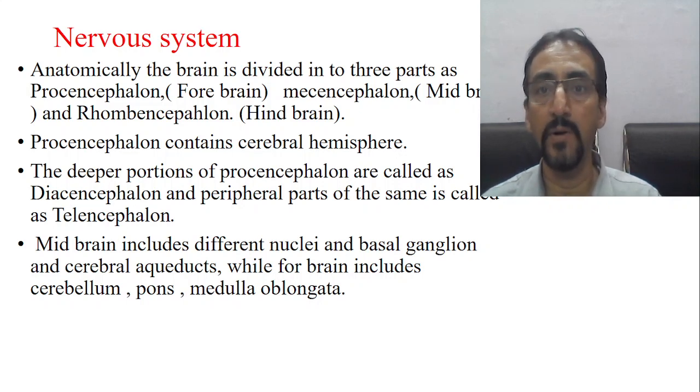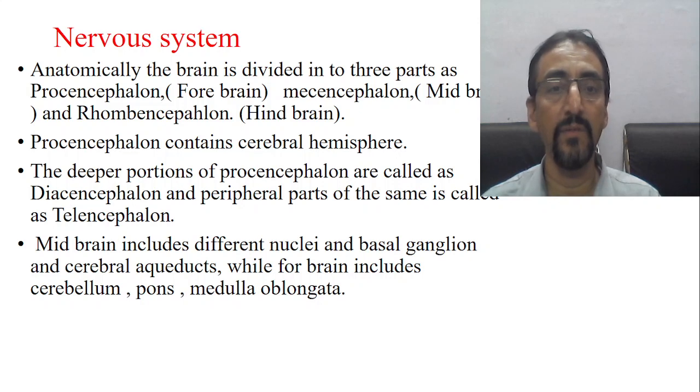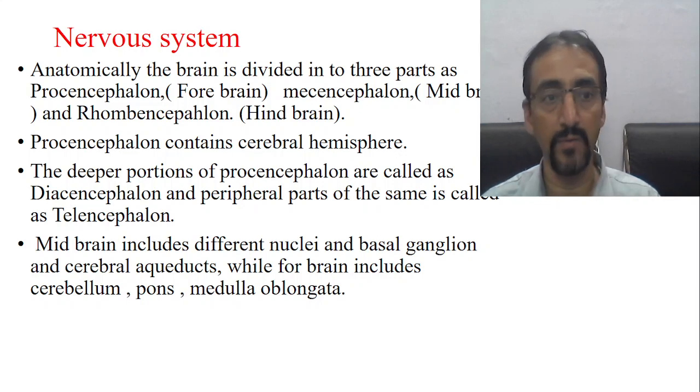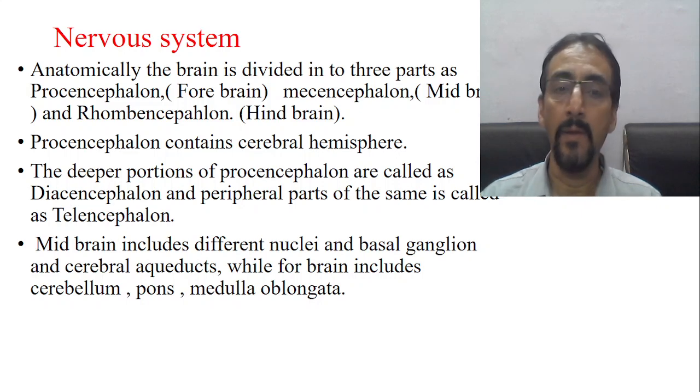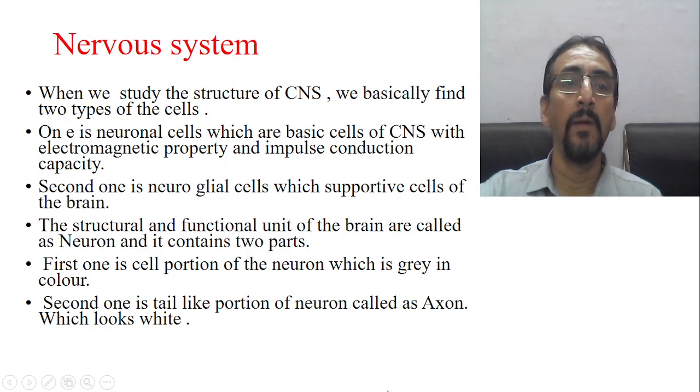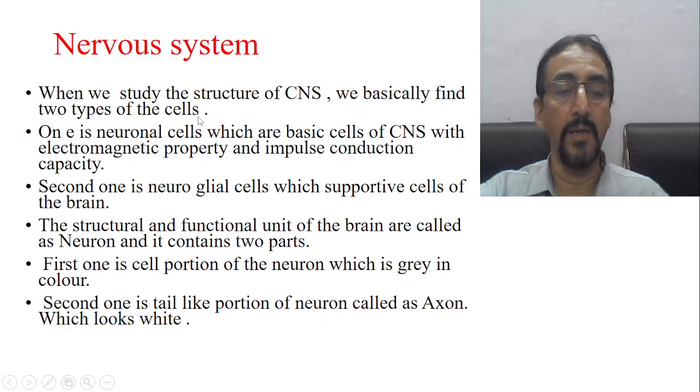So now this is structurally how it is divided. Anatomically, the brain is divided into three parts: prosencephalon, mesencephalon, and as well as rhombencephalon. Prosencephalon, the deepermost portion, is called as diencephalon, and the peripheral parts of the prosencephalon is called as telencephalon. Then in case of mesencephalon and rhombencephalon, there is no such confusions. Okay. Now we come to the next part.